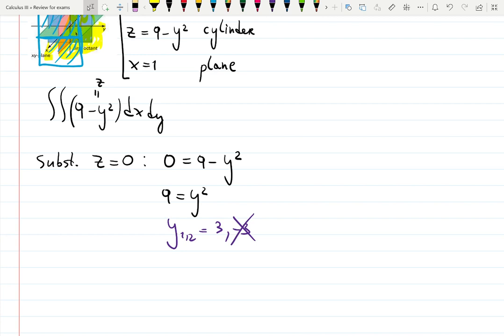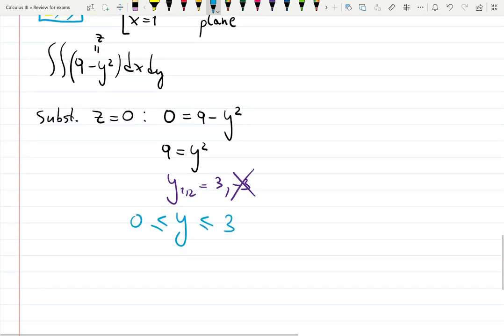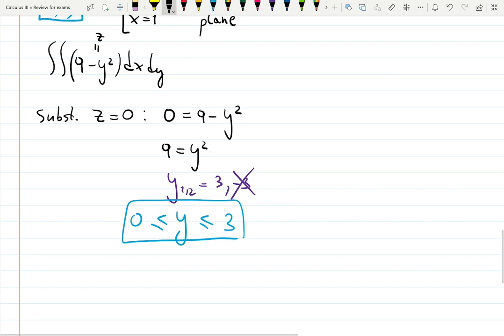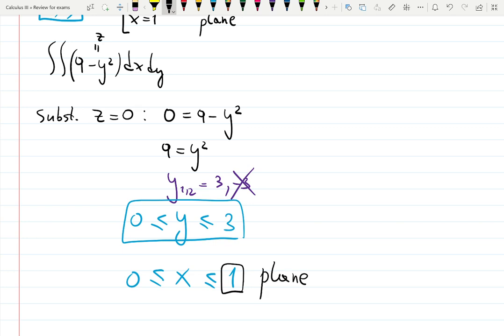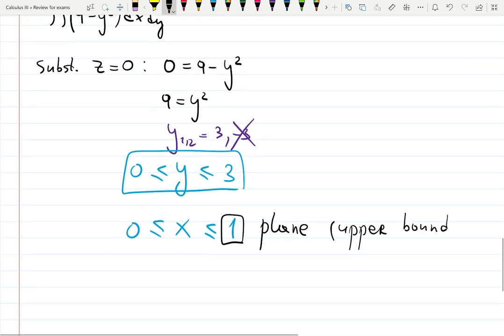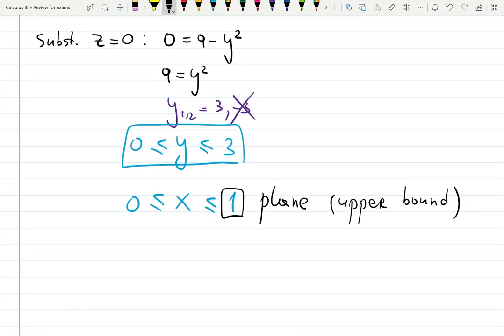X is already given. So now we know, okay, let me do it like this. Now we know that y starts from 0, because that's the beginning of the first octant, the lowest border for y, and ends at 3. How about x? X is kind of the same situation. X starts from 0, because of the first octant, but ends at 1, because the plane is given. The plane, that is my upper bound. So the plane cuts the upper bound for the x value.